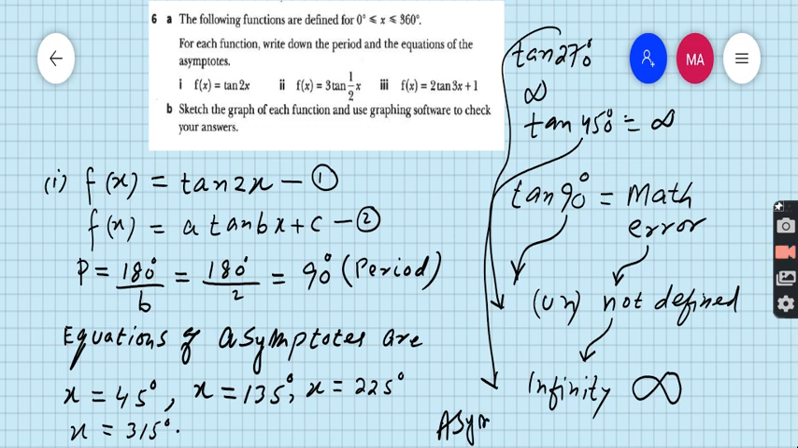Spelling asymptotes. Okay. So if anyone asks you what asymptotes are, then you say asymptotes are the angles whose tangent is undefined. For example, tan 90 degrees, tan 270 degrees, tan 450 degrees as well. Okay students, so this is the point.